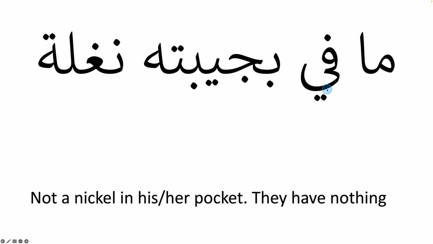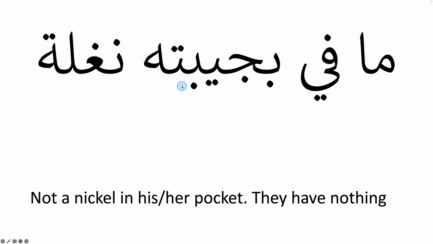Our next phrase is ما في بجيبته نقلة. ما في, there is no or there's nothing. بجيبته, in his pocket. نقلة, which is a nickel. So ما في بجيبته نقلة, he doesn't have a penny or a nickel in his or her pocket, meaning they're absolutely broke, they have nothing. And this phrase is used to talk or refer to a man.